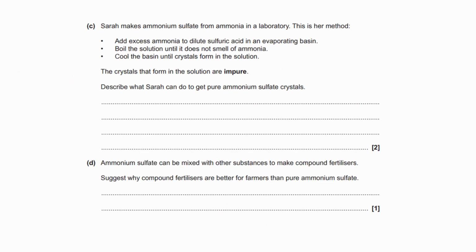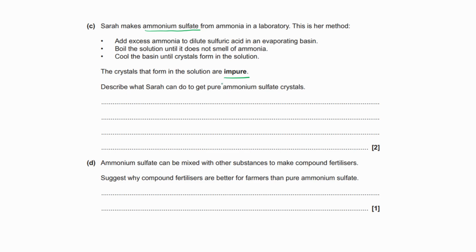Sarah makes ammonium sulfate from ammonia in a laboratory. This is her method. Add excess ammonia to dilute sulfuric acid in an evaporating basin. Boil the solution until it does not smell of ammonia. Cool the basin until crystals form in the solution. The crystals that form in the solution are impure, so it's not just ammonium sulfate crystals, there's ammonia on there as well.